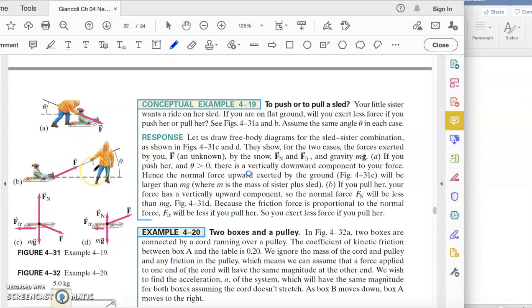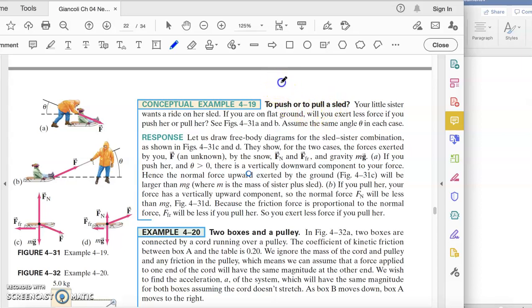And the question is asking, if we are pushing or pulling with the same angle, so the angle is fixed here. This is theta and this is the same theta. But with which situation, pushing or pulling, will require the person to apply more force to move the little girl on the sled? So the question is to push or to pull.